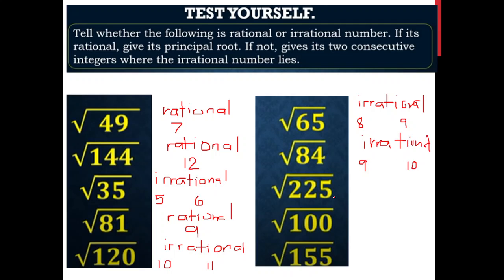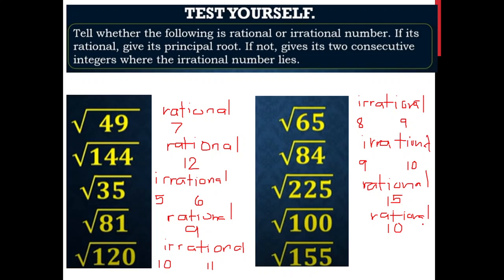How about 225? Is 225 a perfect square? Yes, it is a perfect square. Based on the table that we made earlier, the square root of 225 is 15. 15 times 15 is 225. And obviously, 100 is a perfect square. The square root of 100 is 10.